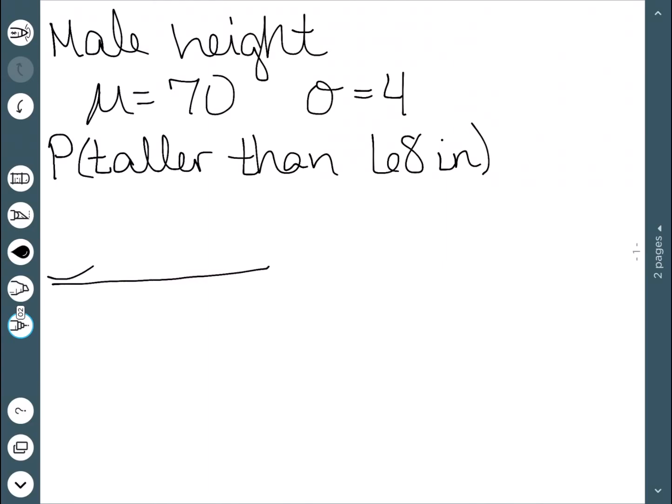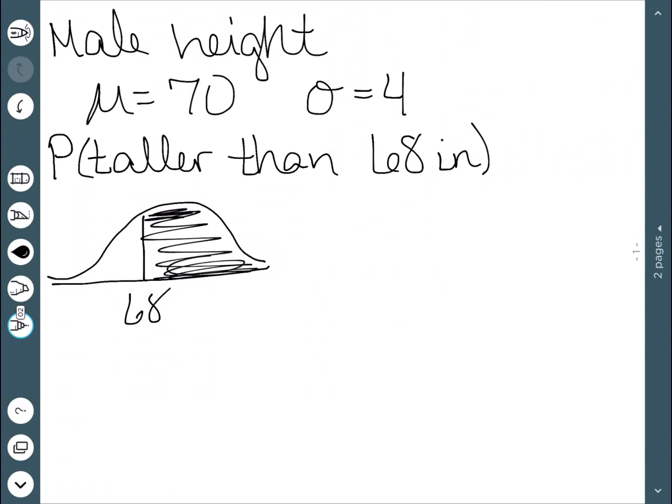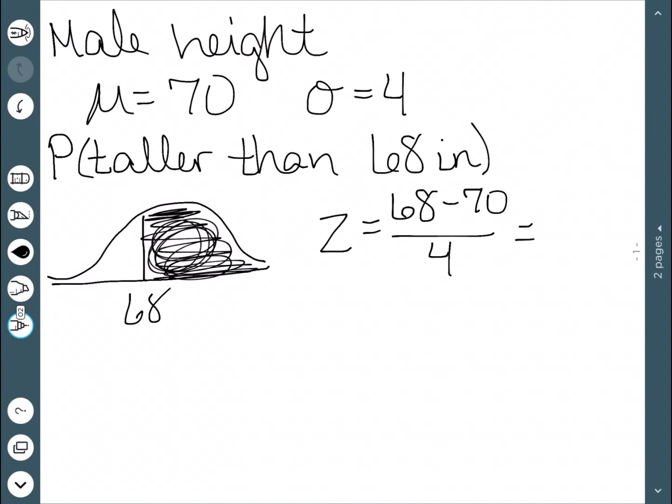Well, we can still draw our picture. 70 is at the center, so 68 is somewhere over here. And we want to know the probability to the right because the probability that they're taller. And we can still use the z-table to look this stuff up. We just need to convert to z-scores. So we have our data value minus the mean divided by the standard deviation. And in this case, this is negative 0.5. So we need to look up negative 0.5 in our table.